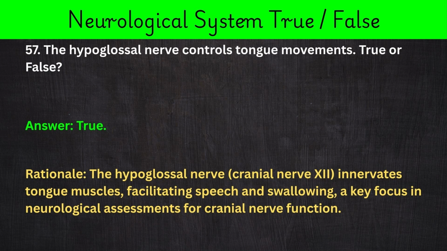57. The hypoglossal nerve controls tongue movements. True or false? Answer: true. Rationale: the hypoglossal nerve, cranial nerve 12, innervates tongue muscles, facilitating speech and swallowing, a key focus in neurological assessments for cranial nerve function.